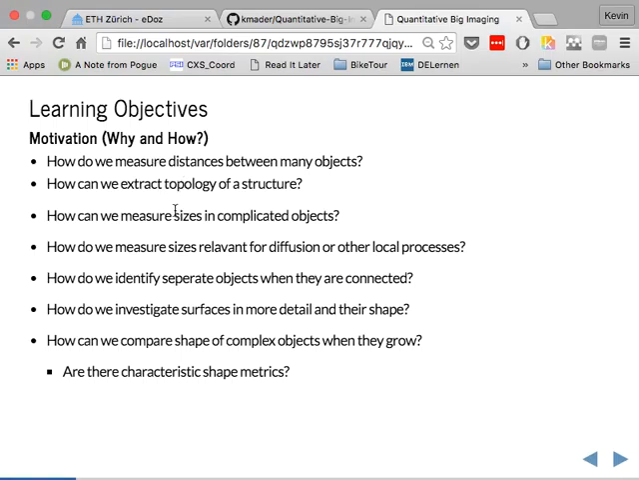The next big question here is how can we measure sizes in complicated objects? We saw that it was quite easy if you have a sphere: the volume gives you a pretty meaningful piece of information, and then you take the cube root of it and divide by a scaling factor, and you get the radius, and that's also very helpful. If you have more complicated objects, then what does the volume actually mean? And how can you get a radius out of that volume? Because if it's not a sphere anymore, you don't have that information.